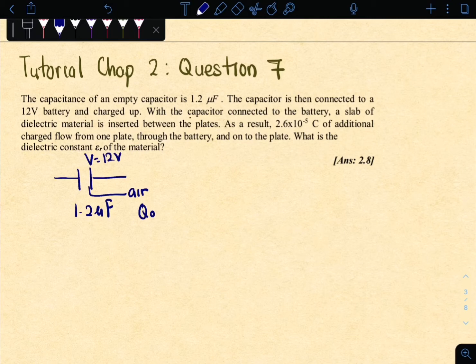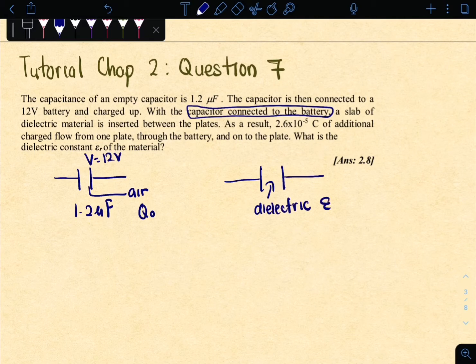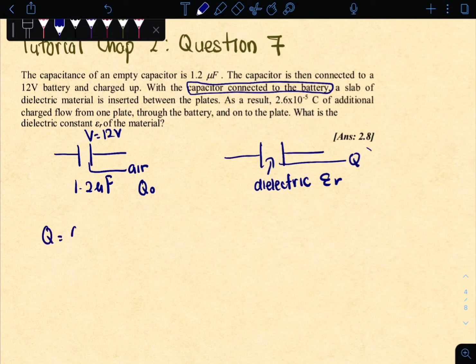Without removing the battery, maksudnya the capacitor is still connected to the battery. So this is our second case. Tanpa keluarkan battery, you insert dielectric in between your capacitor. Now what we have here is a dielectric with a value of epsilon R. As soon as you insert the dielectric, the charge here is increased to a Q, di mana the value of Q here is actually Q naught plus whatever additional charge has been added to the plate.